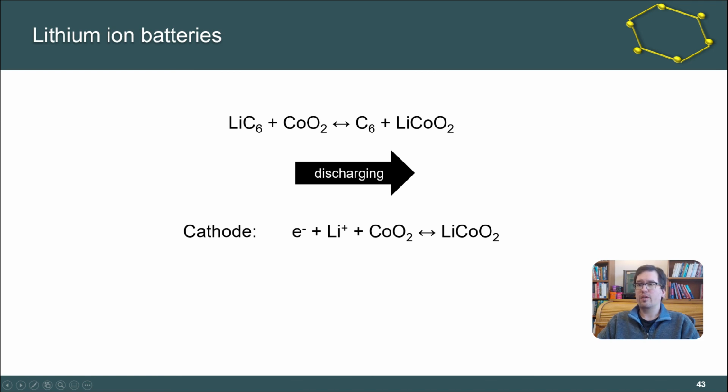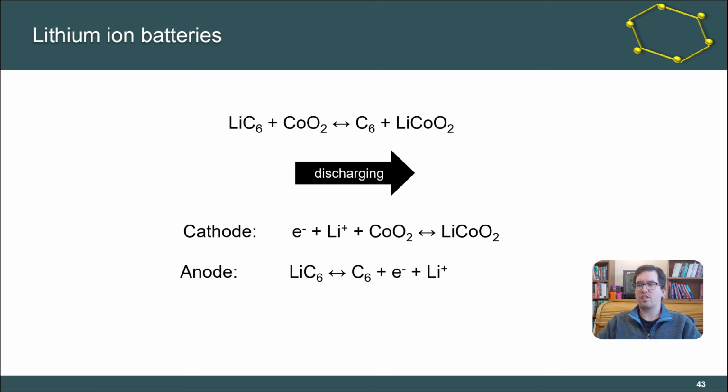So at the cathode, we have the reaction involving an electron. It's reducing cobalt from cobalt 4 to cobalt 3 in our product here. At the anode, we have lithium graphite making graphite. It's producing an electron and lithium for an oxidation. So the lithium in this case is 0 valent, and over here it is now +1. That's where we're getting that electron from.